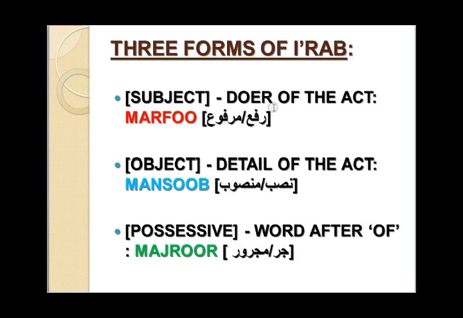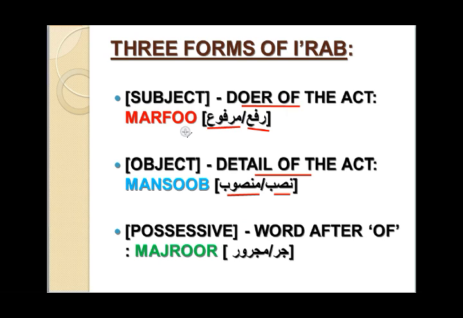Subject is the subject, the one who performs the act, doer of the act. Easy. An object is detail of the act. Whatever the doer does, anything except the doer is mansub. The doer is marfu. You can also say rafa, nasab, if you want to remember it easily. But these marfu, mansub, these are the main terms. These are used in the descriptions on the web.